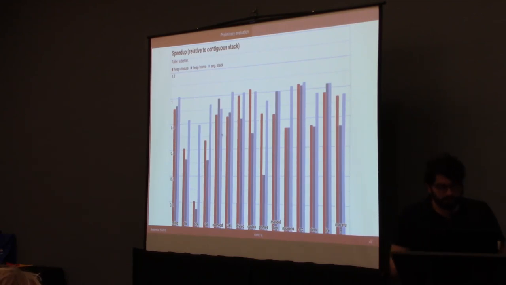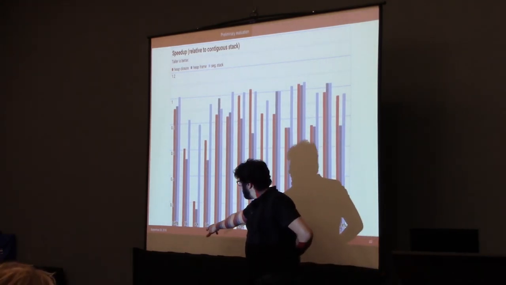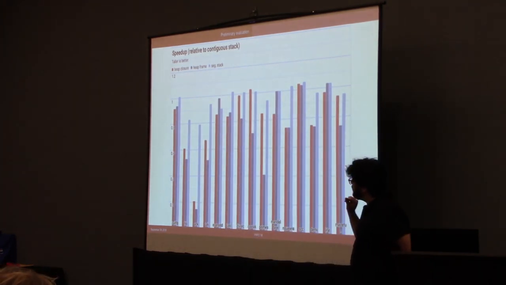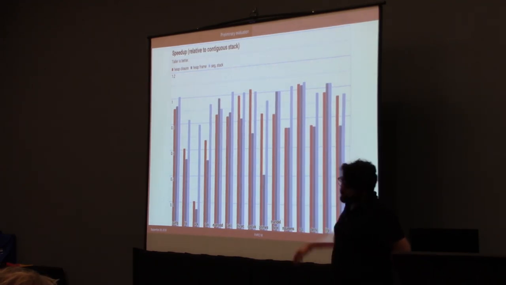So we have a pretty large performance cliff or difference in these recursion-heavy benchmarks, such as TAC, which is the Kikuchi function, and then ACK, which is the Ackermann function. And since TAC and FIB are virtually the same, that's why their bars look almost the same.